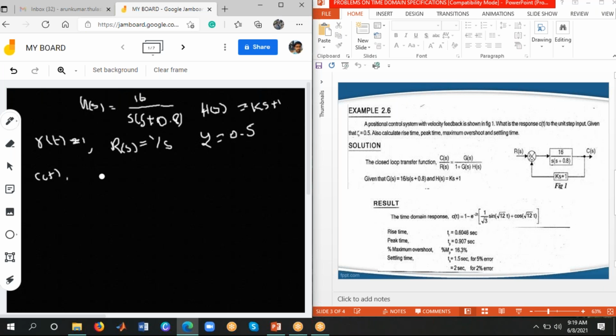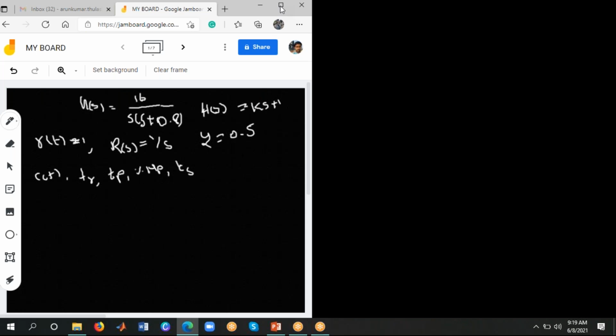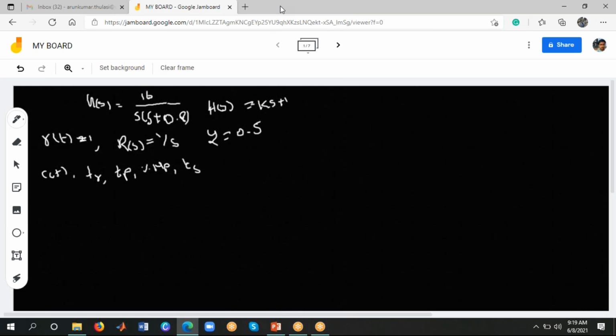Next, rise time, or tr. Next, peak time. Maximum overshoot. Next, settling time ts. So these are the five we need to find. Let me see how we can find them and how we can simplify this problem. First of all, we need to formulate the transfer function.